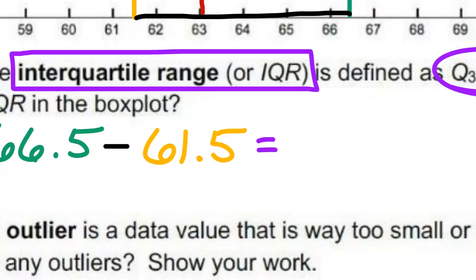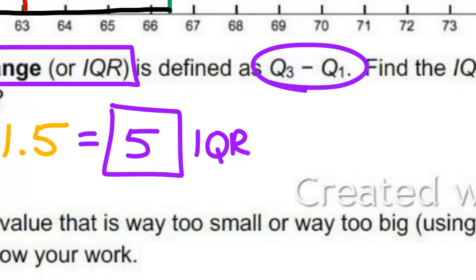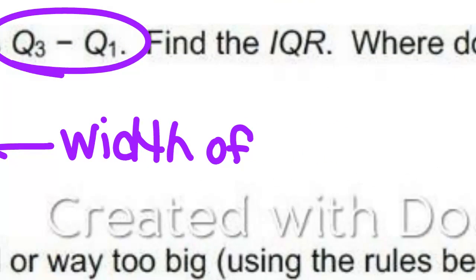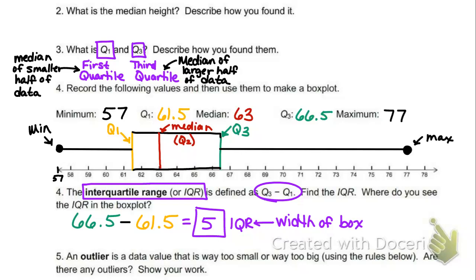What would that give us? 5. This is my IQR. The IQR is the same thing as the width of the box. If you look at the number line down here underneath, if I go from 61.5 to 66.5, 1, 2, 3, 4, 5, it's 5 units longer, in this case 5 inches. That's what my IQR is telling me.